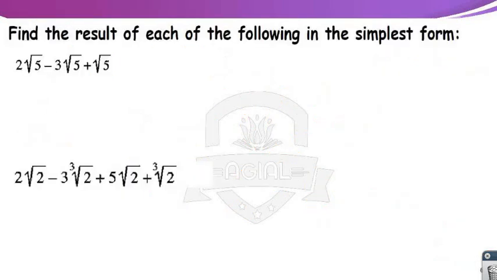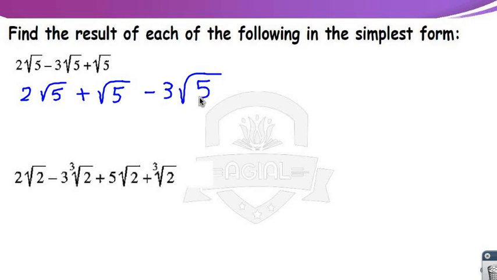We have an example. Find the result of each of the following in the simplest form. We will use the properties of addition of real numbers. 2 square root of 5 minus 3 square root of 5 plus the square root of 5. We will use the commutative property. We have here 2 square root of 5 plus square root of 5 minus 3 square root of 5.